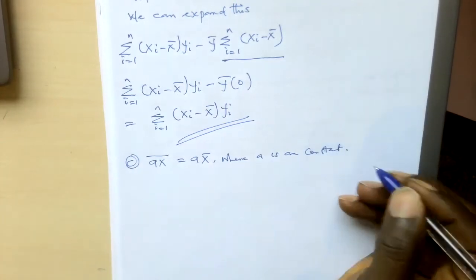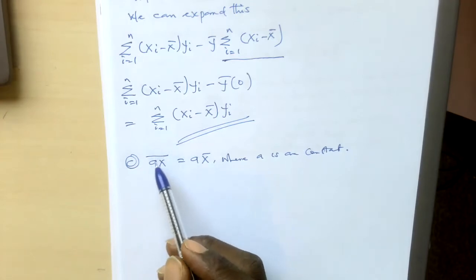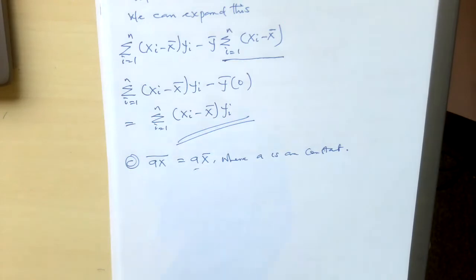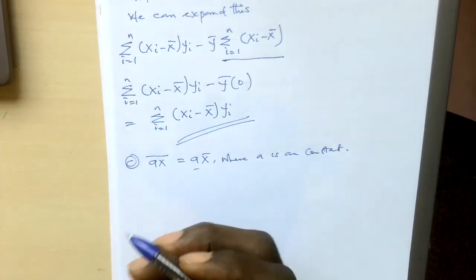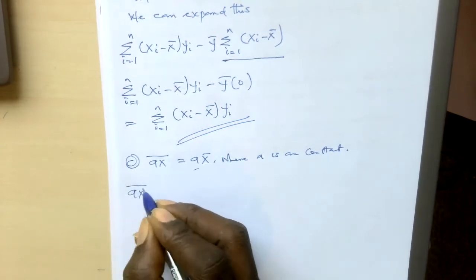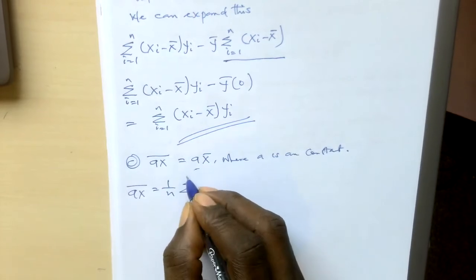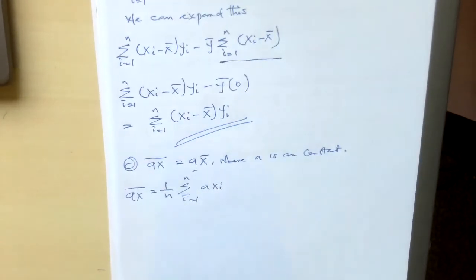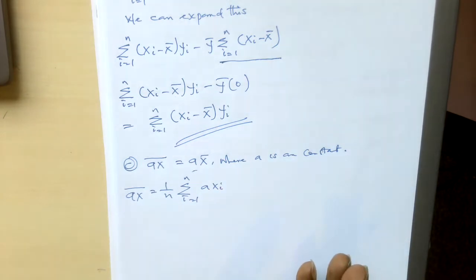So now here, a bar here is not a constant, right? But this a is a constant, and this a bar is the mean of a. So now we can expand this to give the definition. So the definition of this means x bar equals 1 over n summation i equals 1 to n of xi, right? So now we've expanded it as the meaning of x bar.